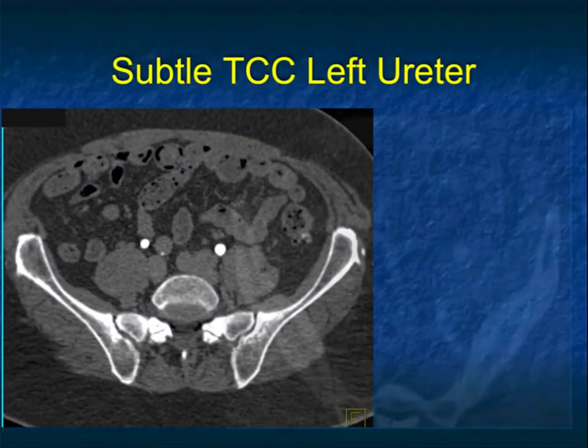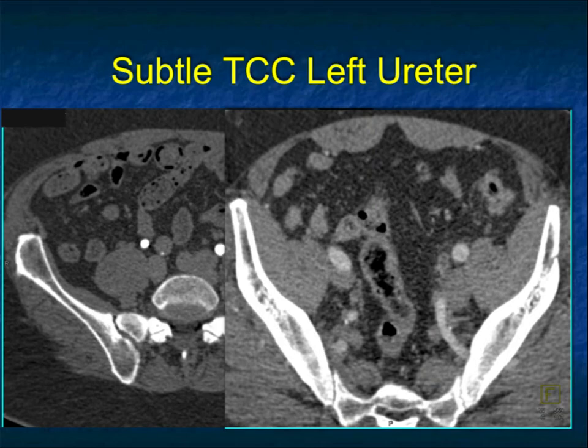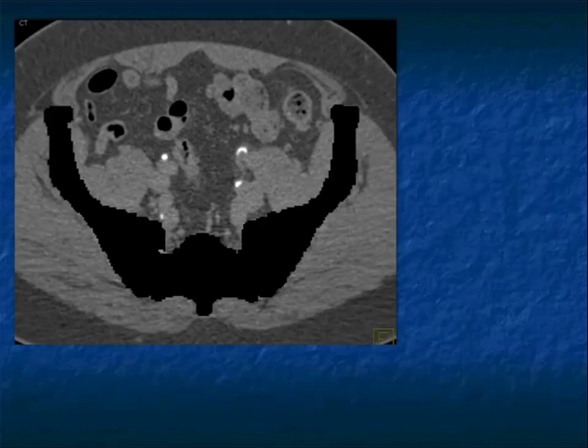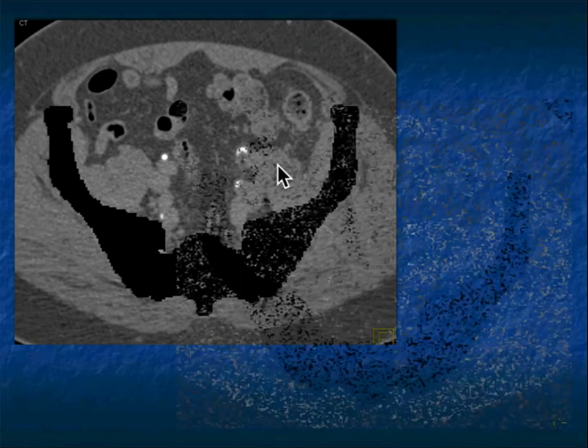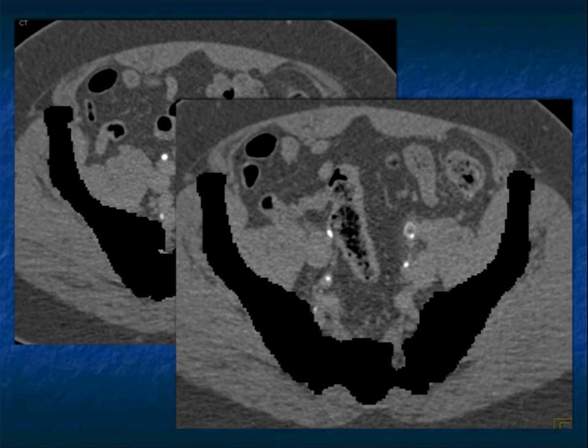Another example, left ureter. You can see that when you track it downward, there's a donut sign. And when you look more carefully, when I stop just perfectly, there's a crescent. There's something going on with that ureter. It's a donut sign again, nicely shown right there.